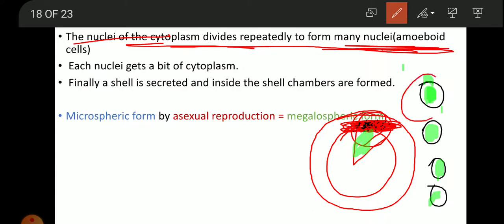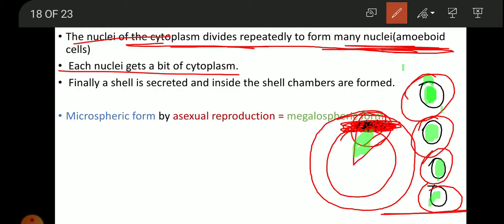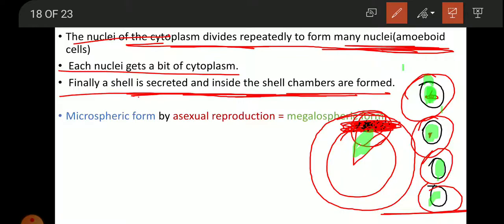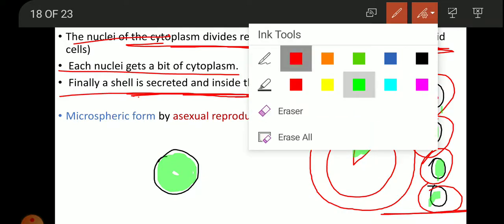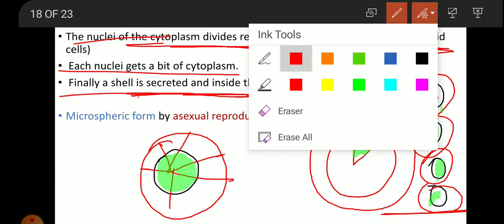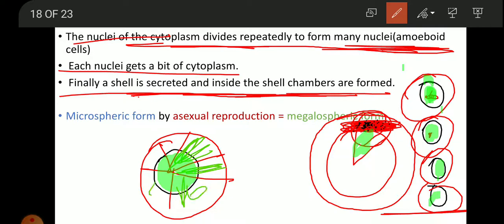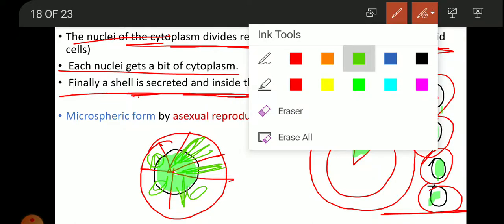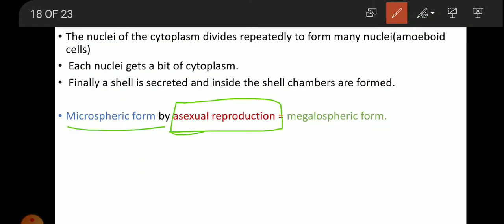At this stage, these cells look like amoeba, so we call them amoeboid cells. Each nucleus gets a bit of cytoplasm. I've drawn it over here. Finally, a shell is secreted, and the chambers are formed. All these nuclei and the cytoplasm will be equally distributed to all the chambers. So the microsporic form by the asexual method, by multiple fission, gives rise to the megalosporic form.